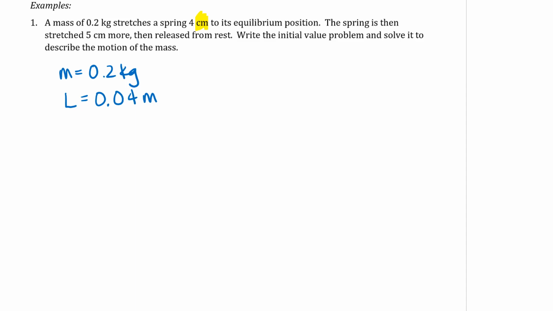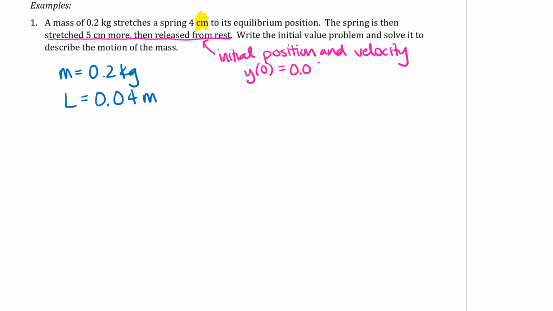All right, so that 5 centimeters more from equilibrium and released from rest, that information is about your initial value. Our initial position is the 5 centimeters from equilibrium. Remember, y equals 0 is when you're at equilibrium. So if it's then stretched down 5 centimeters more, that would be a positive 0.05 meters. And since it's released from rest, our initial velocity, y prime of 0, is going to be 0 meters per second.